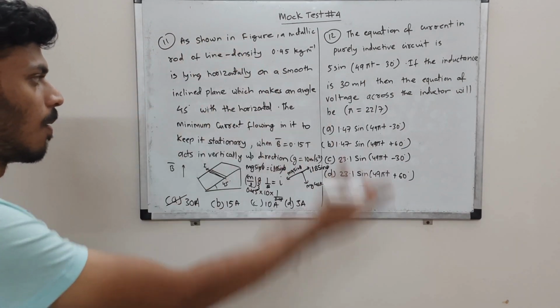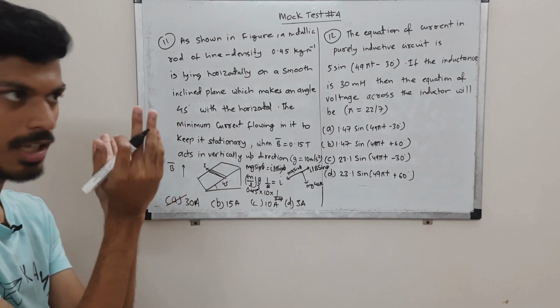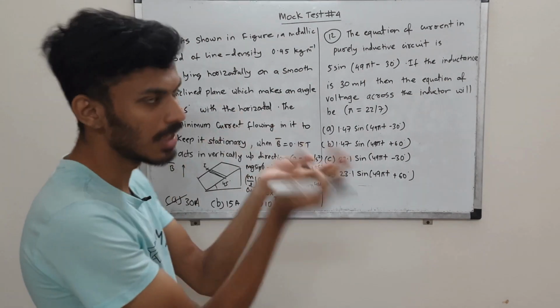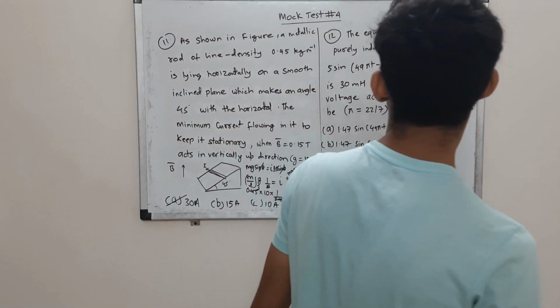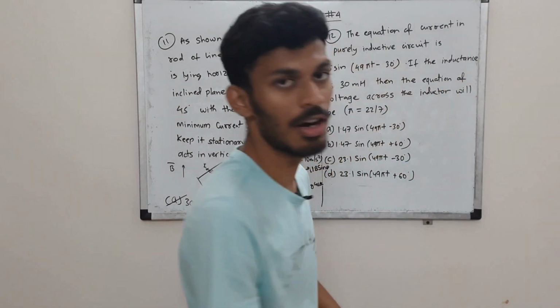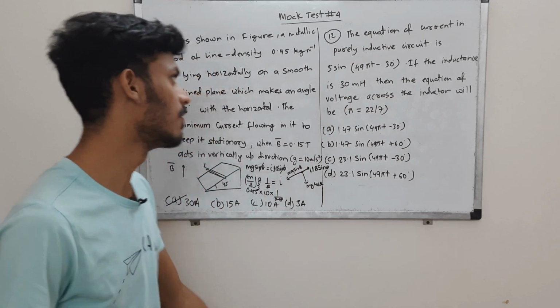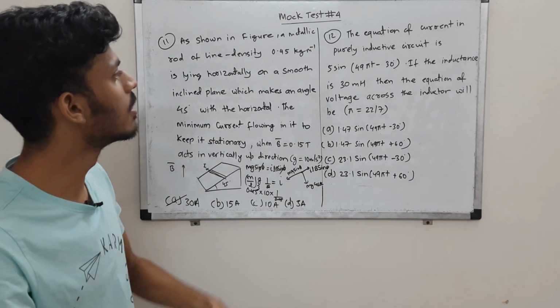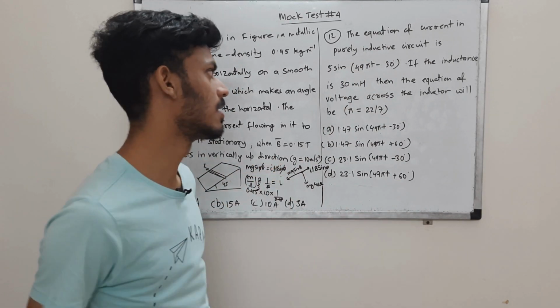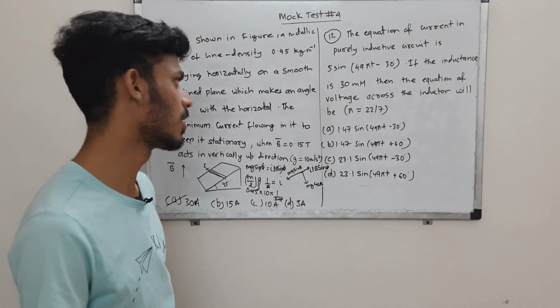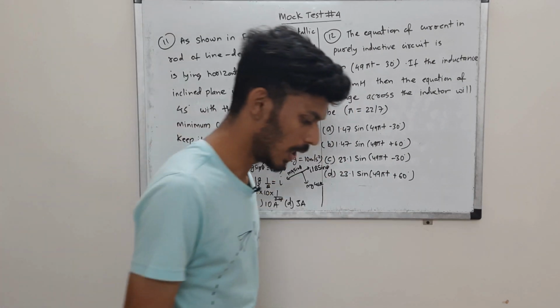Those two forces are opposite to each other, and if they equal each other, they will cancel out each other, right? So now let's come to this one. Here we have a purely inductive circuit. Here the equation of the current in the circuit is given. We are supposed to find the equation of voltage in this circuit. The inductance is also given. Take pi as 22/7.